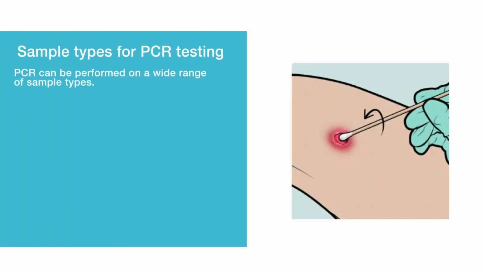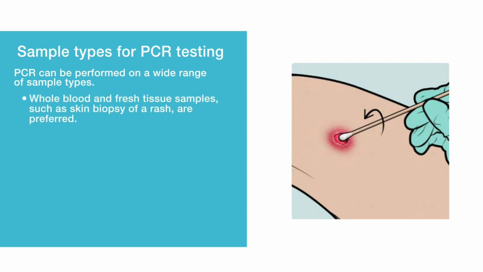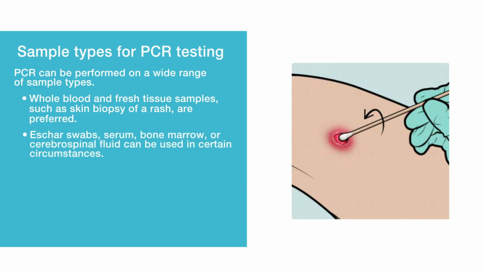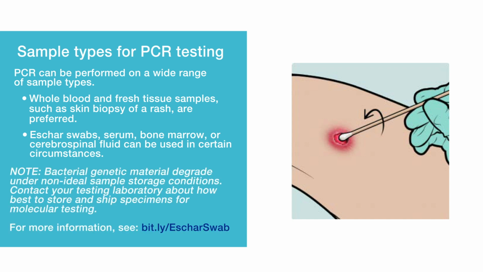PCR can be performed on a wide range of sample types. Whole blood and fresh tissue samples, such as skin biopsy of a rash, are the preferred sample types. However, other clinical specimens, such as eschar swabs, serum, bone marrow, or cerebrospinal fluid, can be used in certain circumstances. Bacterial genetic material may degrade under non-ideal sample storage conditions. Contact your testing laboratory about acceptable sample types and how best to store and ship specimens for molecular testing.